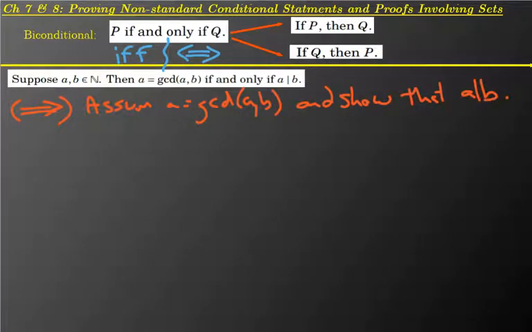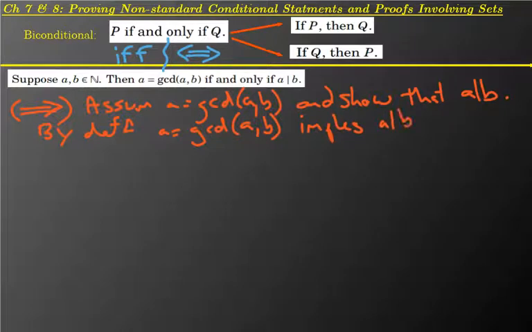And this one's really quick because we could just say, by definition, A equaling the GCD of A and B implies A divides B, and I should really say A divides A. So, yeah, we're basically done. There's not much to say, right? We wanted A divides B, and we get it straight from the definition. It's just what it means to be a GCD. It's going to divide, right?